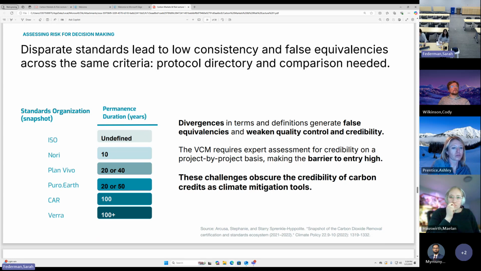Mernori, which is no longer in business, asks that carbon be stored for 10 years. San Vivo, you get 20 to 40. Puro Earth, 20 or 50. CAR, 100. Vera, it actually should be like 40 to 100 plus, but essentially this is all over the place, but you're still seeing credits differentiated by price, which is just kind of the cost of getting a project up and off the ground. But fundamentally, we treat carbon credits as fungible units of exchange. And this is just kind of showing that underneath the hood, that is not at all the case.